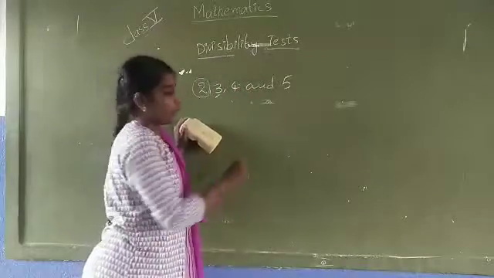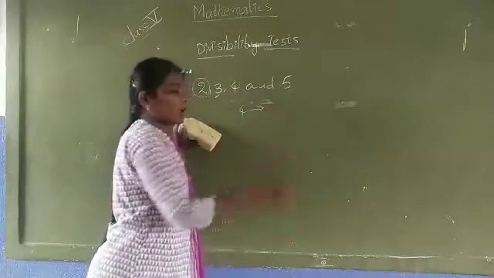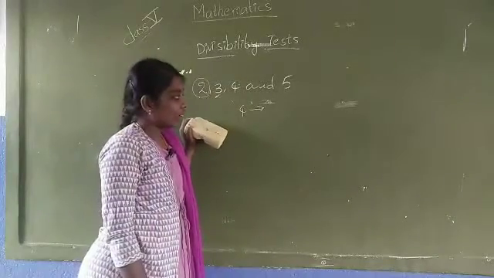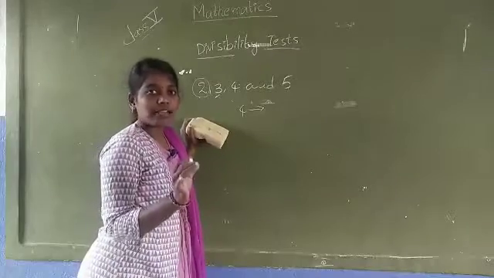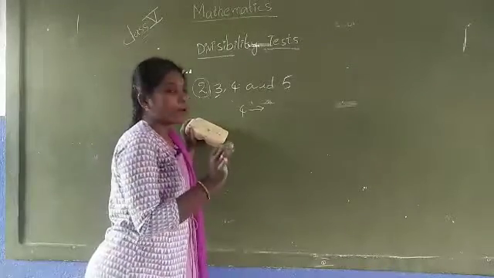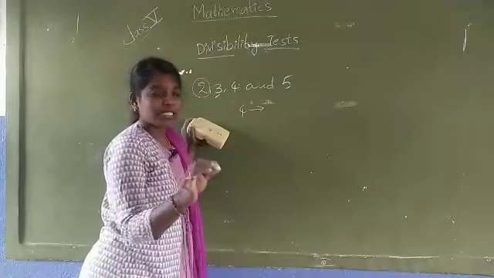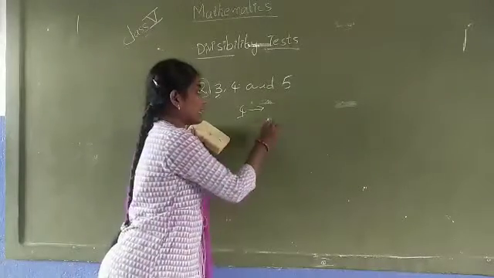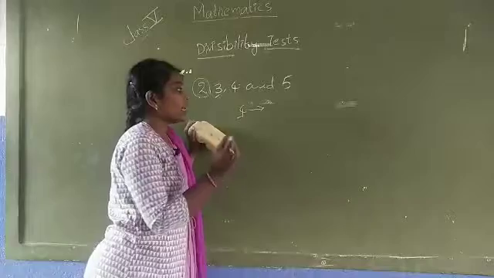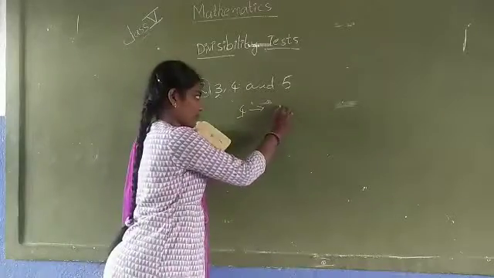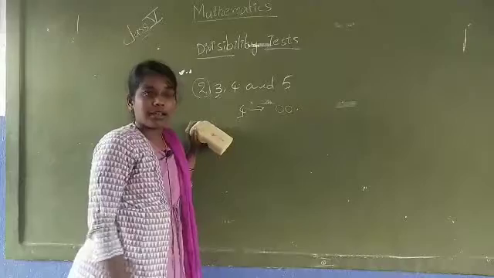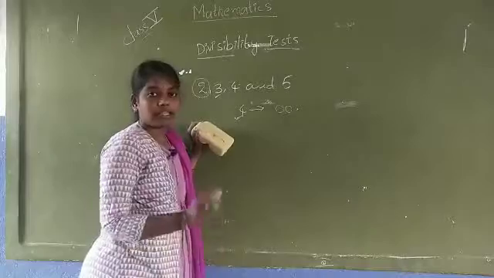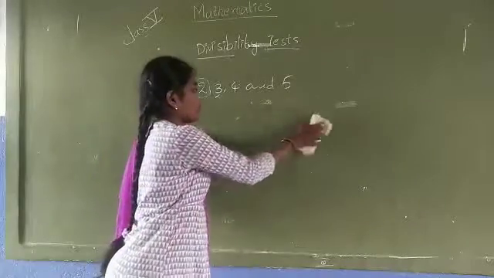And 4. The divisibility rule of 4: if in a given number the last two digits are zeros, or the number formed by its last two digits is divisible by 4, then that whole number is divisible by 4.